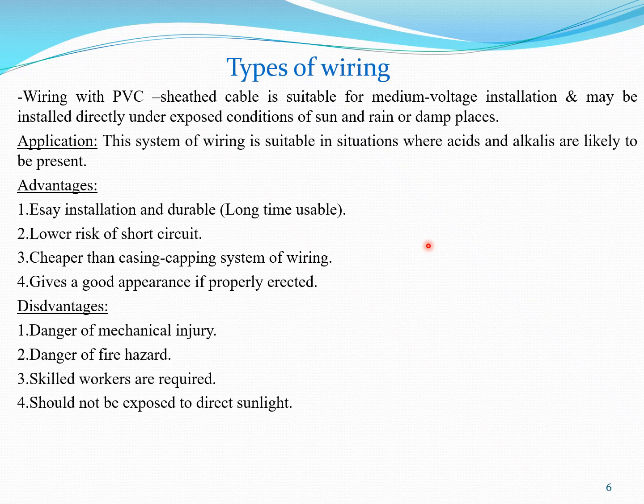So what are the applications of such batten wiring? This system of wiring is suitable in situations where acids and alkalis are likely to be present. Regarding the advantages of batten wiring, it is easy for installation and durable, that is, long time usable. It has reduced risk of short circuit. This method is cheaper than the casing and capping system of wiring and it gives a good appearance if properly erected.